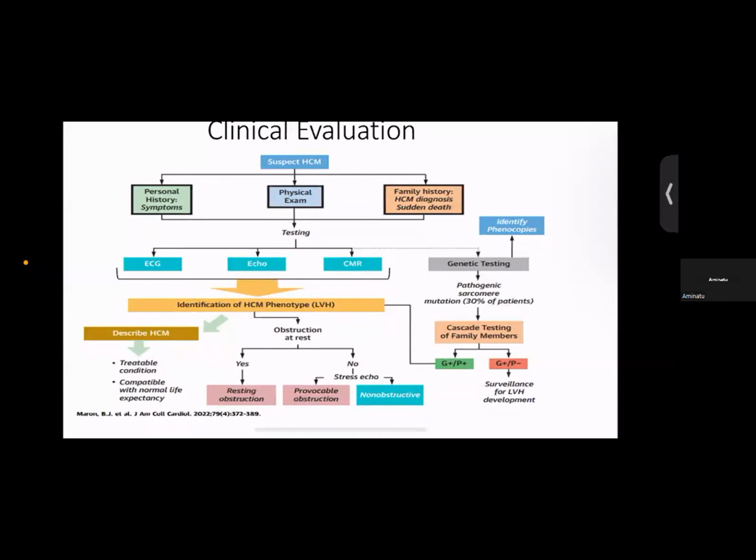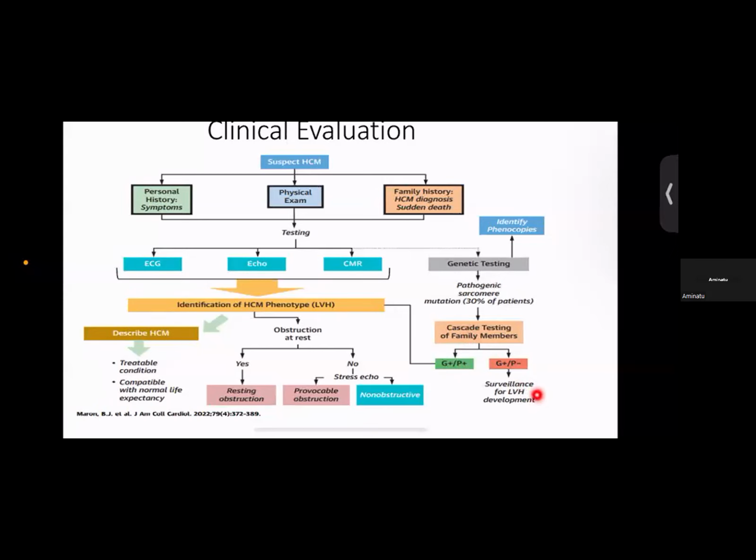Then for genetic testing, remember that only 30% of these patients are found to have the gene with mutation. So family members are being tested, usually patients that have the phenotype after this non-invasive test. So they can end up being genotype positive and phenotype positive. So this is the green pathway here. Or they can be genotype positive and phenotype negative.